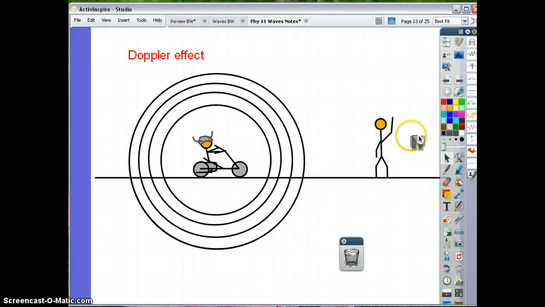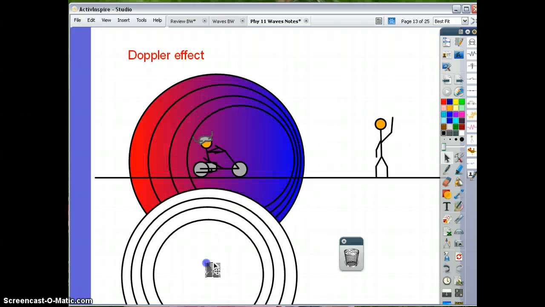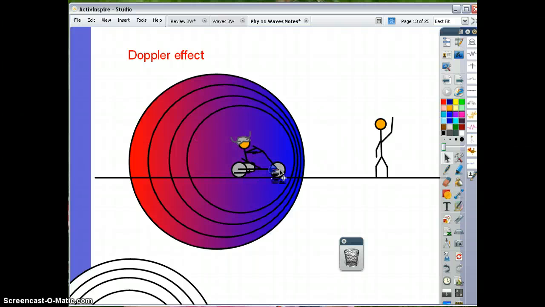Let's talk about the Doppler effect. Let's imagine that Bob is stationary on his motorcycle. The sound waves emanating from his motorcycle are very regular in their frequency. Jim, over here, would interpret these waves as having the true note, as he would hear it if he was standing next to Bob.